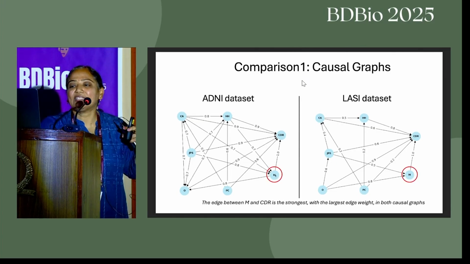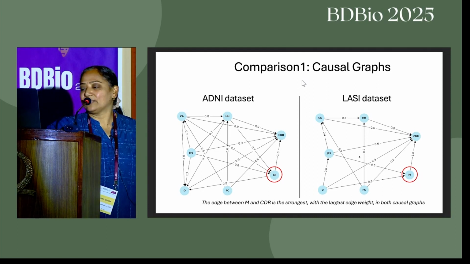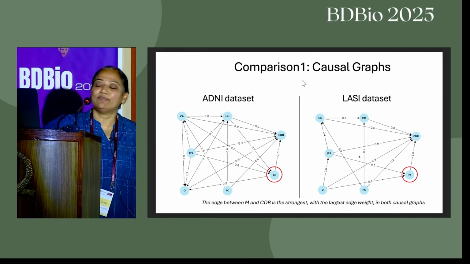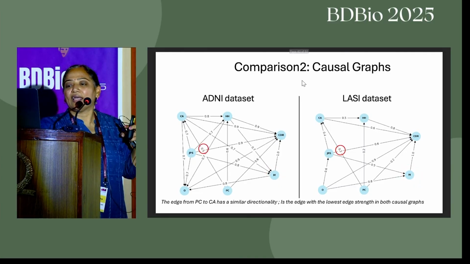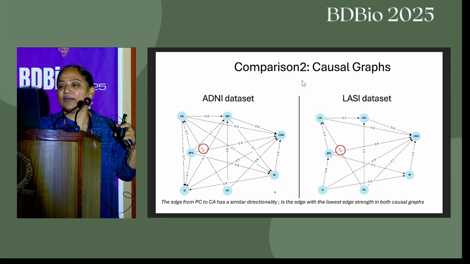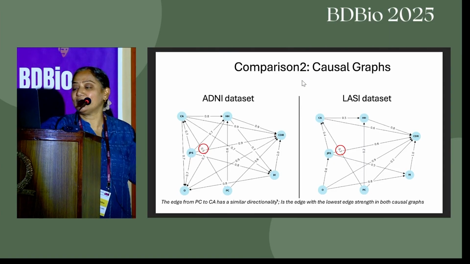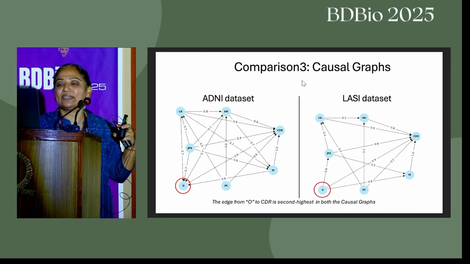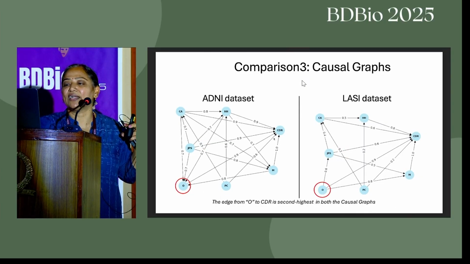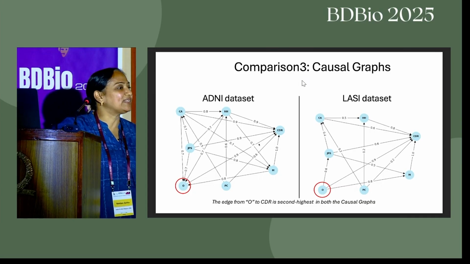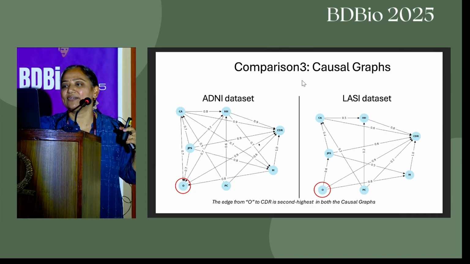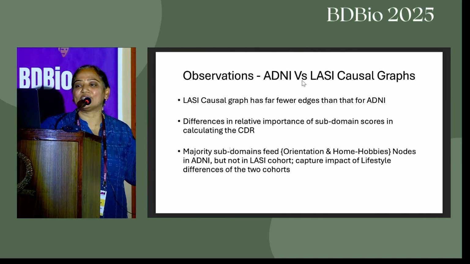We saw that the edge from memory to the output is the highest in both the cases, which gives a lot of credibility to this method. We also saw that the edge from PC, that is personal care, to CA has the same directionality and has the least edge strength. So that's another similarity. Yet another, from orientation to CDR, is the second highest in both the cases. Lots of similarities here, but then lots of differences also.